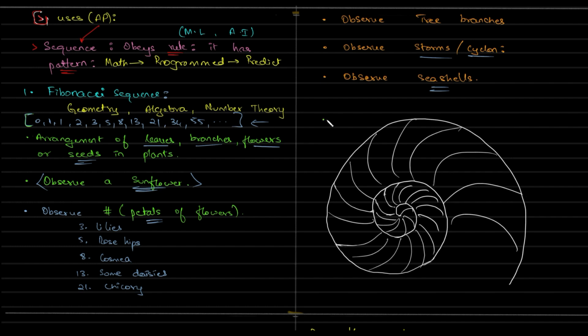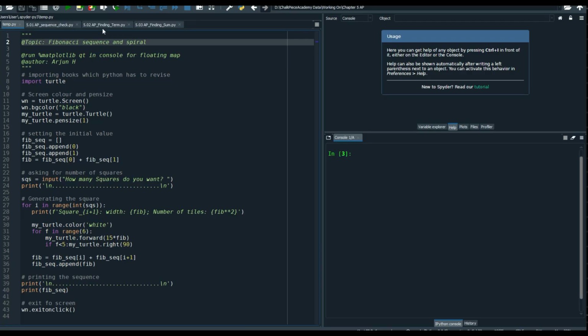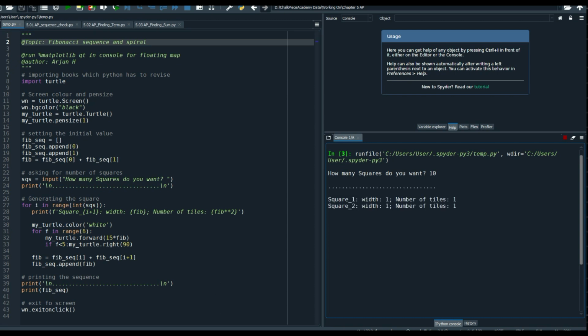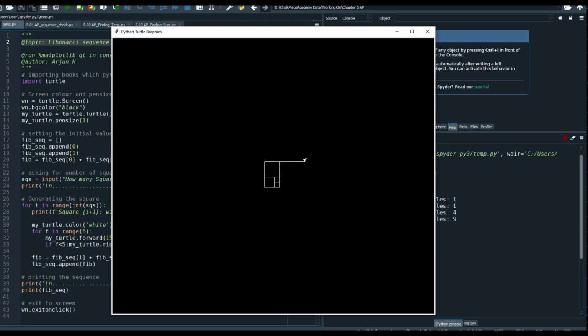So 0 means a dot. I need to draw a square whose side is of length 1, and one more square, then a square of side length 2, a square of side length 3, a square of side length 5, and a square of side length 8. Okay, I'm not doing a good job, so let me do it with the help of the program. I want to generate around 10. You guys can generate different values. I'll show you how. Yes, can you see that? That is your squares being generated with the help of the Fibonacci sequence.